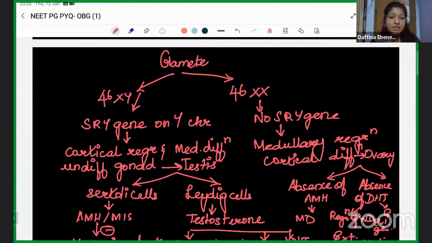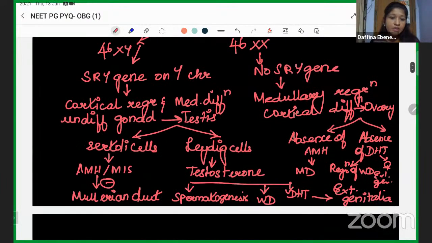This SRY gene is going to cause cortical regression and medullary differentiation that lead to the differentiation of the undifferentiated gonad into the testis. And on the other hand, when there is no SRY gene, there is medullary regression and cortical differentiation that in turn is going to cause formation of the ovary.